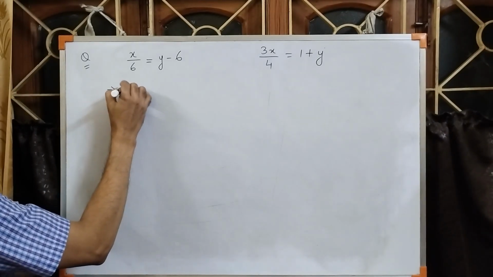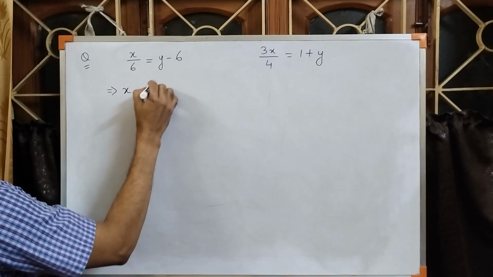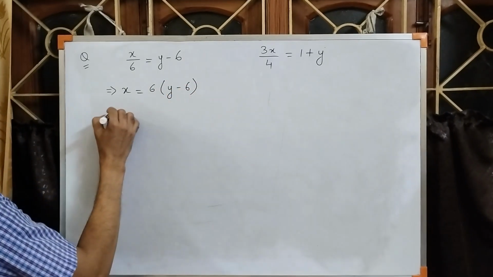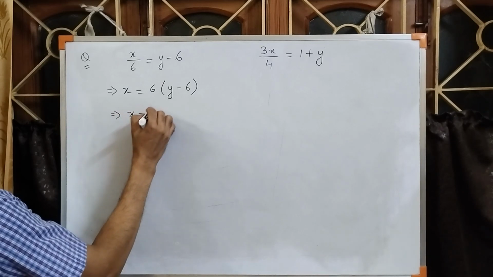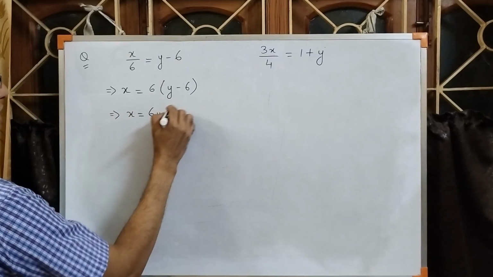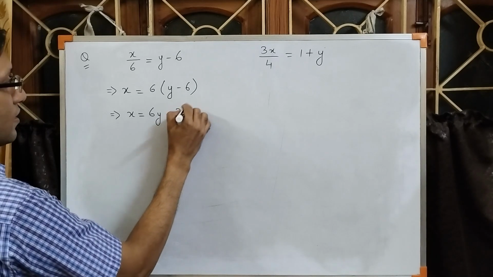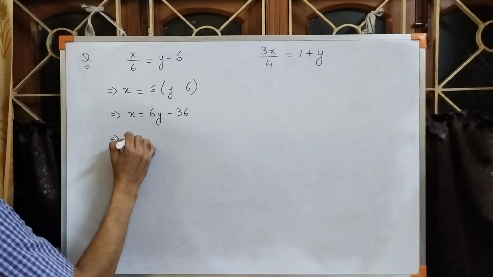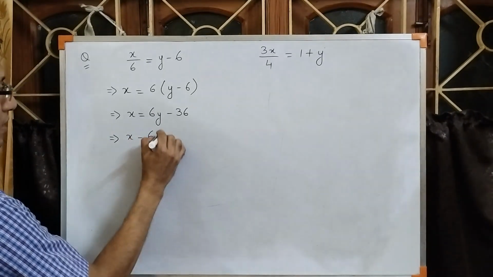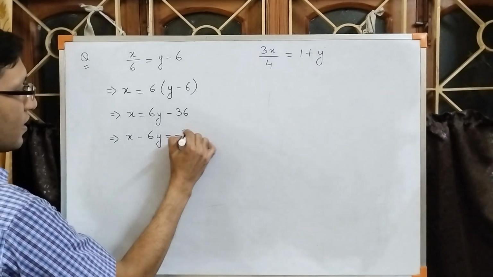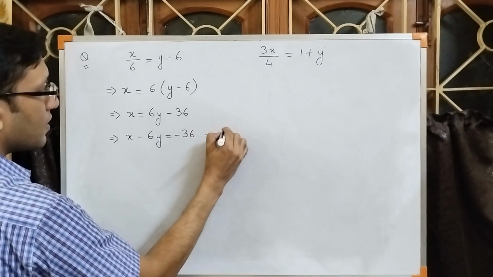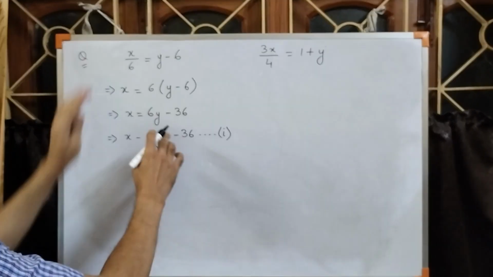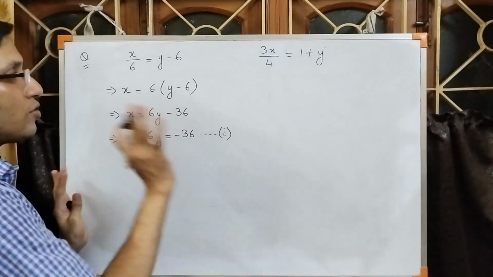So x is equal to, this 6 will be multiplied with the whole of y minus 6. So we get x is equal to 6y minus 6 6s are 36. Now we bring this 6y on the left side. So we get x minus 6y is equal to minus 36. This is the alternative form of equation number 1. From fractional form we have converted into single straight line form.